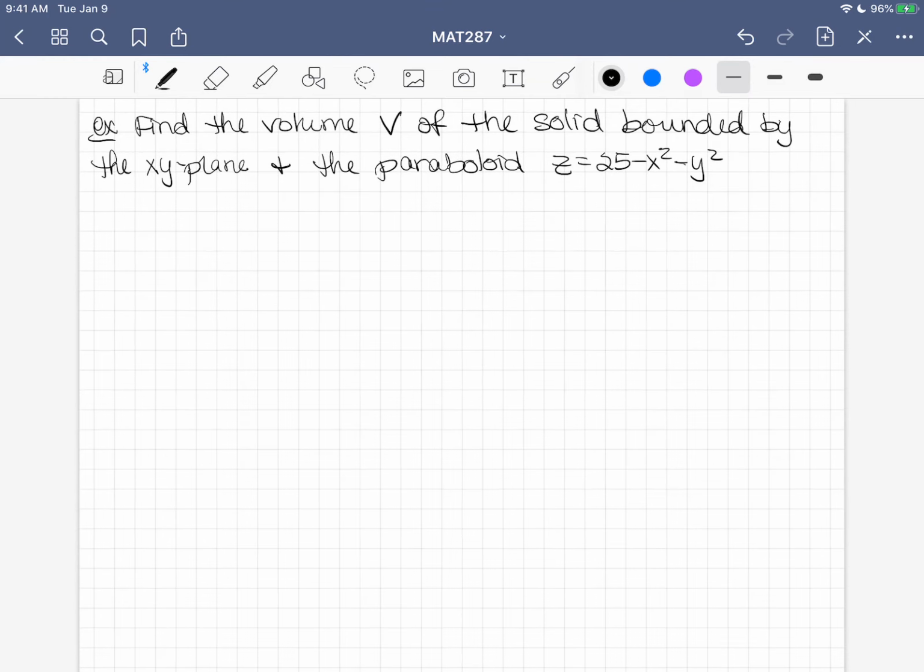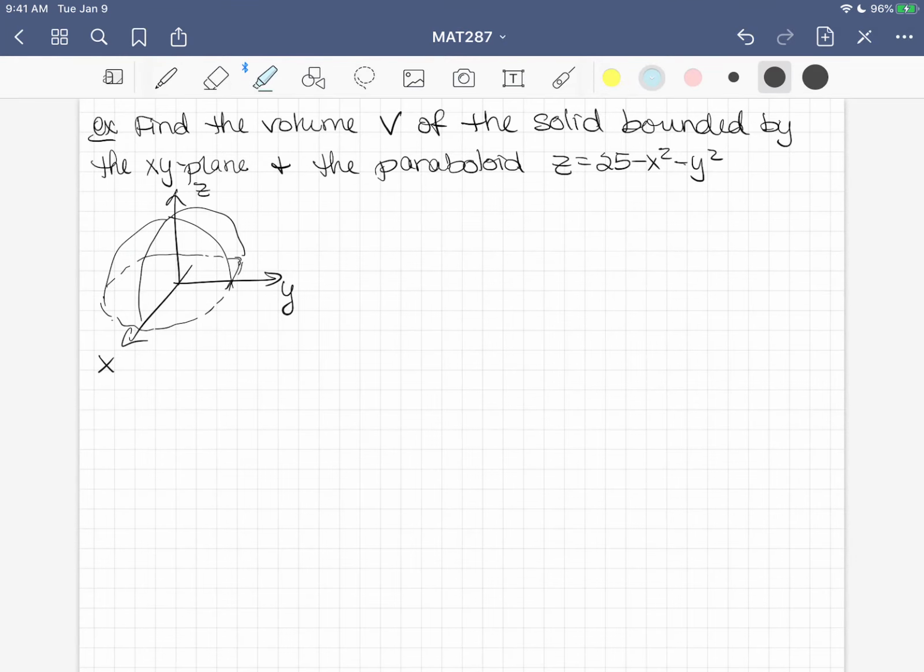Okay, so let yourself get a rough sketch of what's happening here. I'm not going to be too careful, but I've got a paraboloid and it hits the xy plane in a circle, and I'm looking for the volume of this solid. All right, so there's a rough sketch of what's happening.